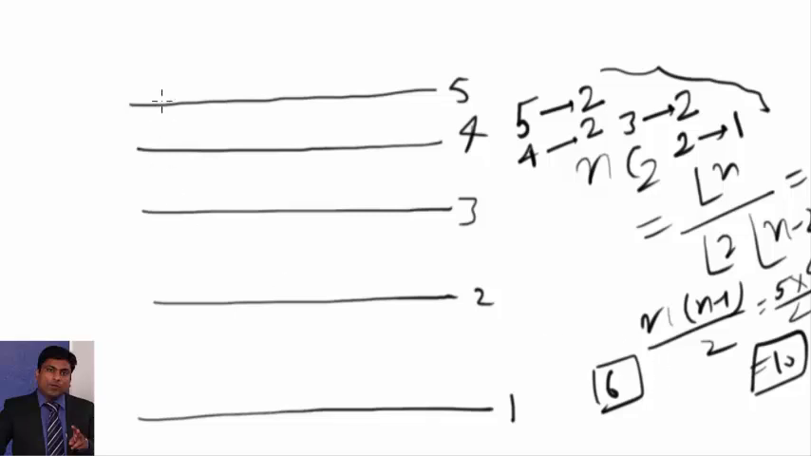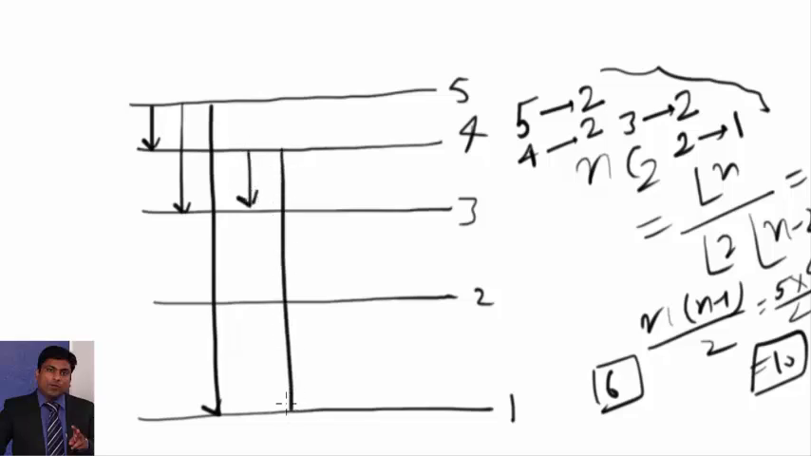We can draw here 5 to 4, or 5 to 3, or 5 to 1. Similarly, 4 to 3 or 4 to 1. Then 3 to 1. So these are the only lines that we need to count. How many are there? 1, 2, 3, 4, 5, 6. So the answer to our question is 6.